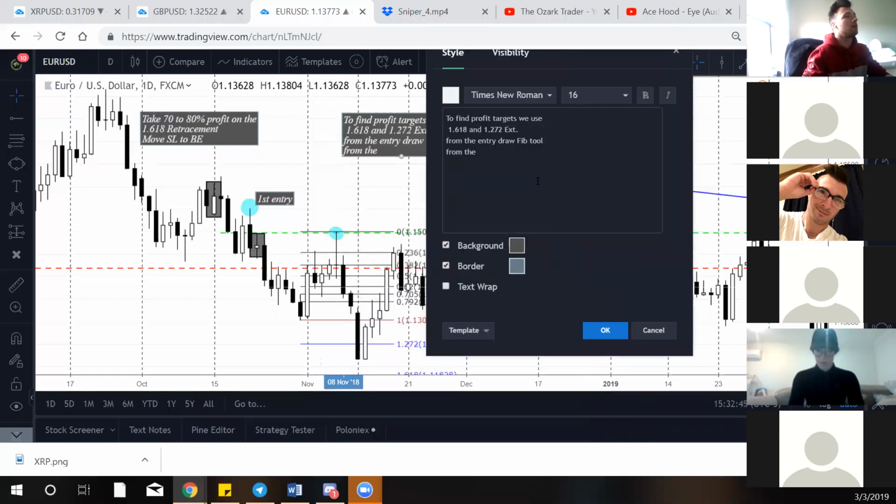No, okay. From the previous swing low to the entry, AKA swing high. And there you have it, folks.